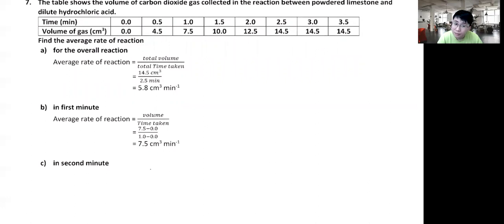So why do I minus the first value? Because I told you average rate of reaction means a range. Even though the initial point is at 0, it is quite important to write this down, like 7.5 minus 0 over 1.0 minus 0.